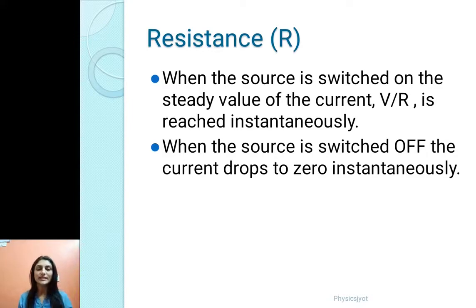Now we will focus first on resistance. When the source is switched on, the steady value of the current V upon R is reached instantaneously. So basically, right now we are taking a battery which is connected to a resistance. When we switch on the battery, the steady value of the current V upon R is reached instantaneously. There is no time lag. And when the source is switched off, the current drops to zero instantaneously. This is happening when we have a pure resistance circuit.